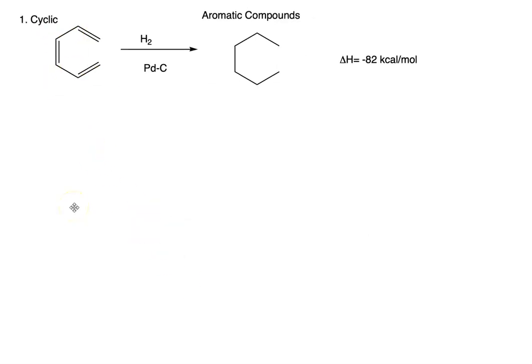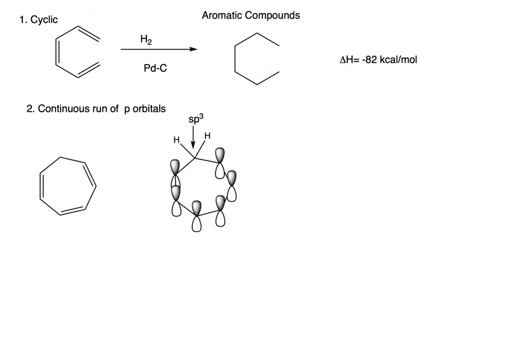The first thing that's required is that the molecule must be cyclic. For example, if we look at this molecule right here, it looks a lot like benzene, except I've removed one of the sigma bonds. If we look at the heat of hydrogenation for this, we can see it is minus 82 kilocalories per mole. We get about 4 kilocalories of resonance stabilization, not very much. For a molecule to be aromatic, it must be cyclic.